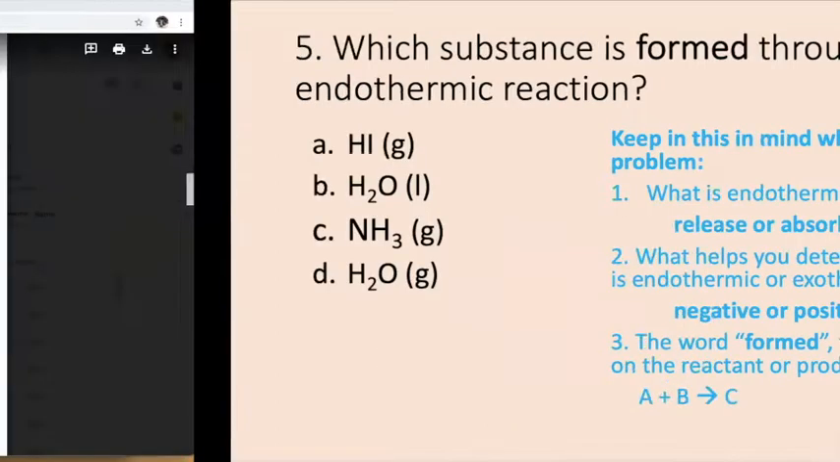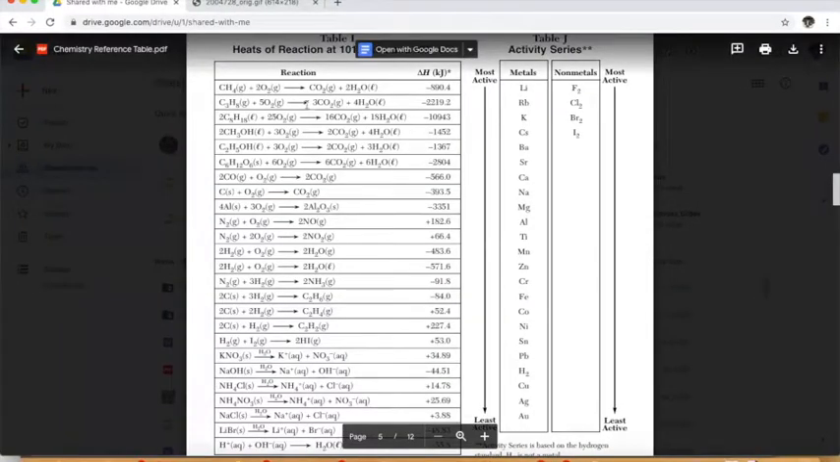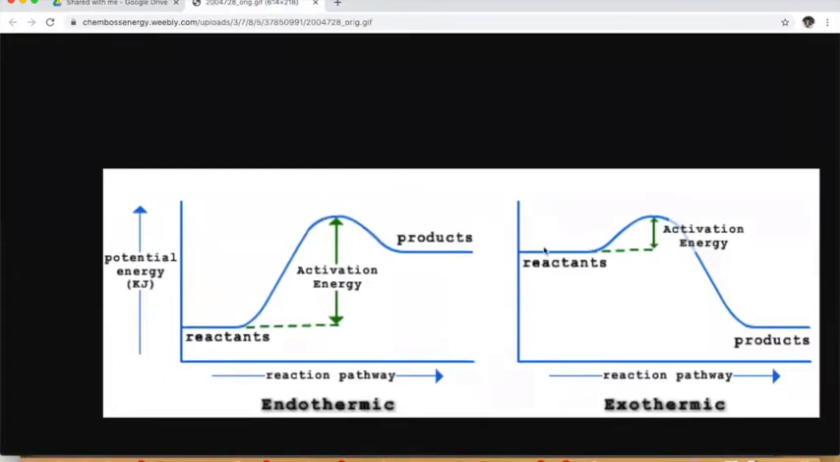Now, remember what I said before. Endothermic reactions. Hold on, sorry. There we go. Endothermic reactions are ones where the reactants need to have a little bit of activation energy. And then the products will actually have more energy than the reactants had because they needed to absorb energy to form.